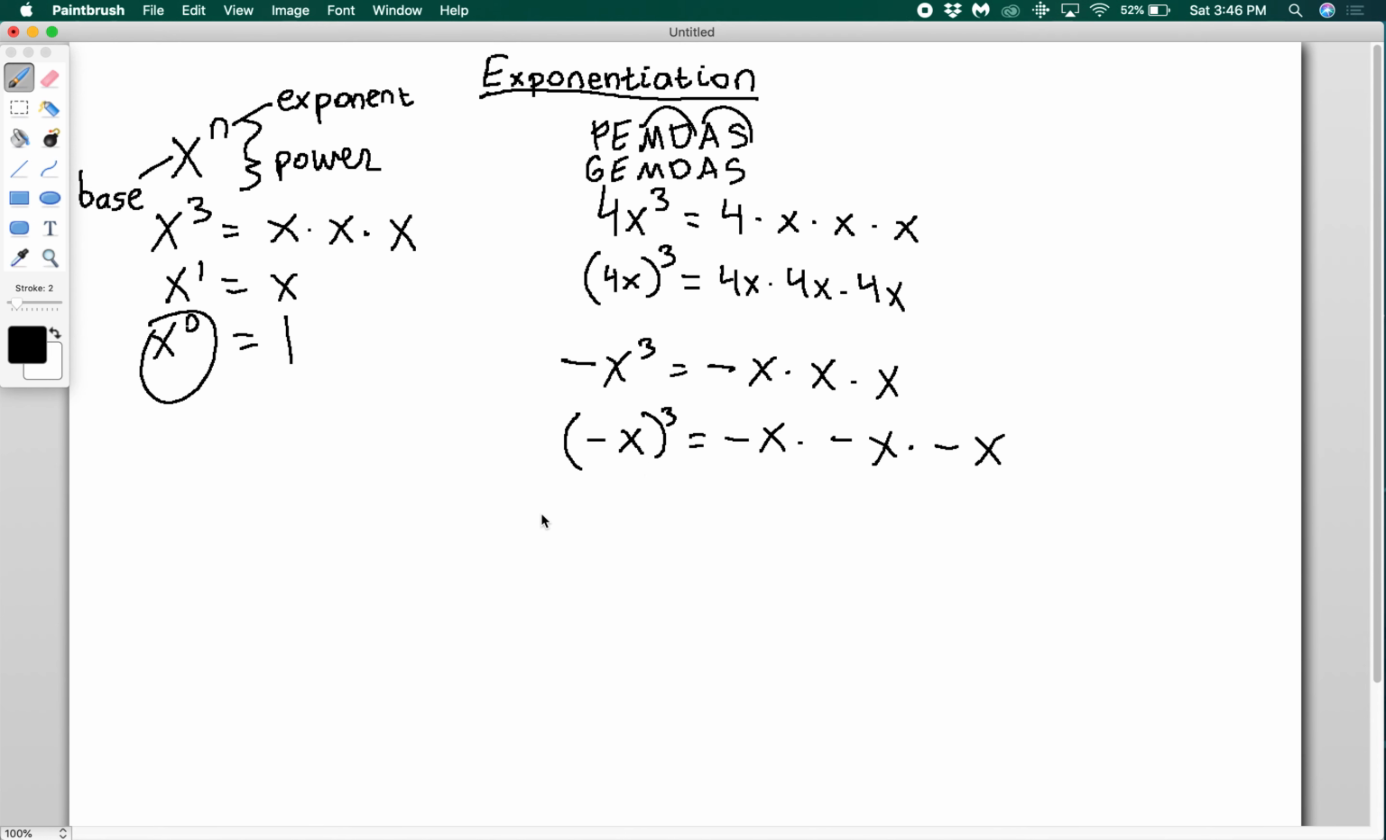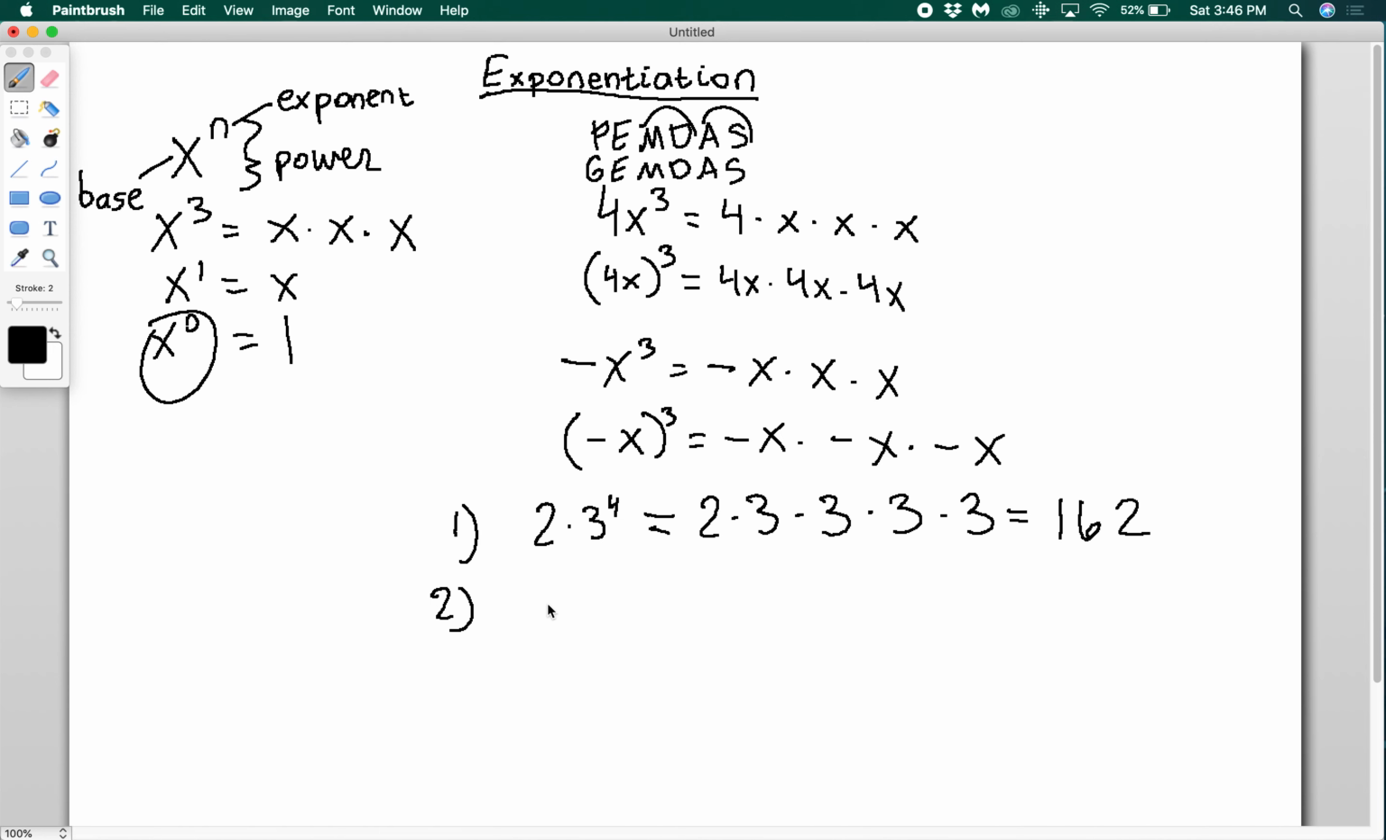So if I have 2 times 3 to the fourth, what would this be? I would recommend if you're watching this video for the first time, pause it, try out this problem. So this gives us 2 times 3 times 3 times 3 times 3. So 3 times 3 times 3 times 3 is 81. 2 times 81 is 162.